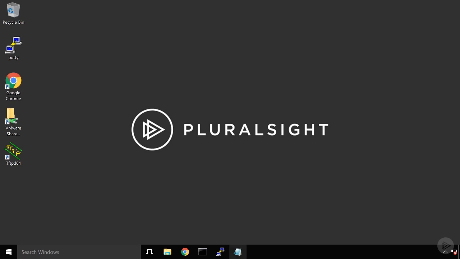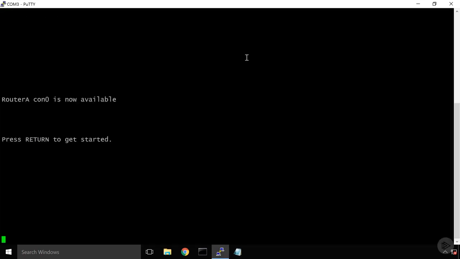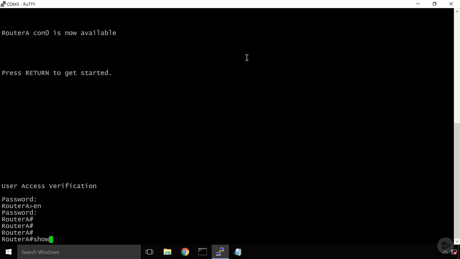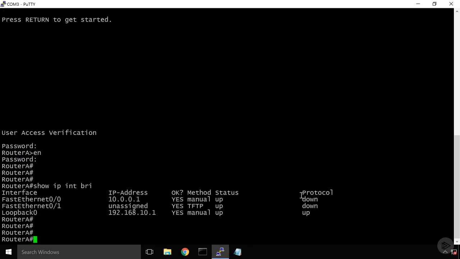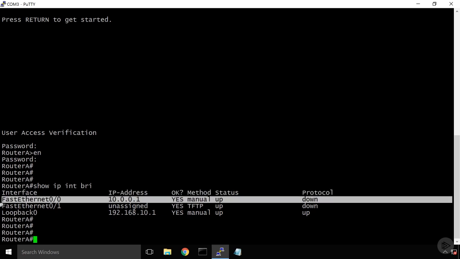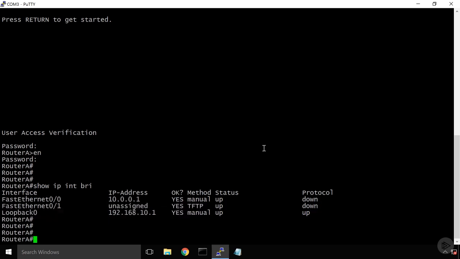So I'm going to open up PuTTY and connect to router A. On router A, we can do the command show IP interface brief, and that'll show my IP addresses that are currently configured. Right now you can see F0/0 does have the correct IP address, but the protocol is down. So I have issued the no shutdown command here, but since my switch port is down, my interface cannot come up. Additionally, I've configured loopback 0 here of 192.168.10.1.